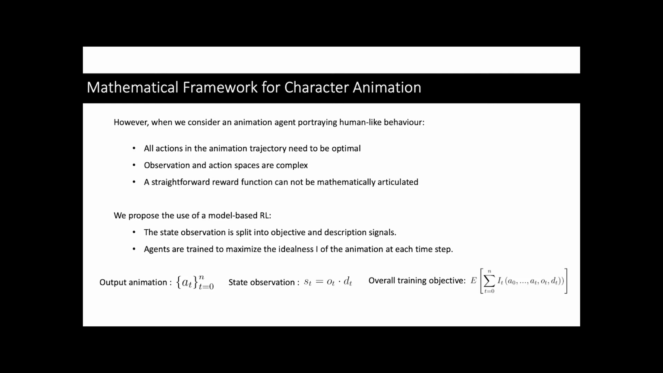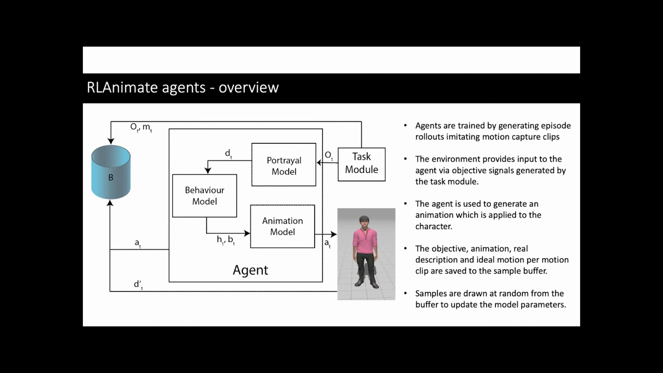The objective signal informs the agent of the behavior that the agent needs to be portraying, and the description signal is essential information to the agent of the current state of the character model. So the character model is where the animation is applied to. And we can summarize our training objective as maximizing an idealness measure, which considers every animation taken through the sequence up until the current frame and the animation that the agent needs to output at the present frame, given an objective and description signal. This figure is an overview of our approach.